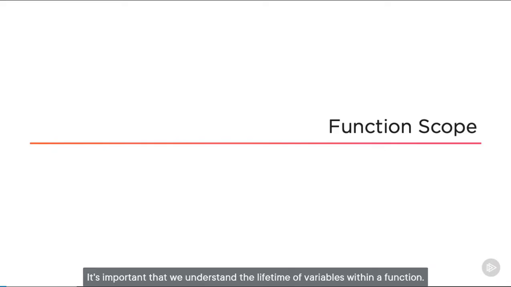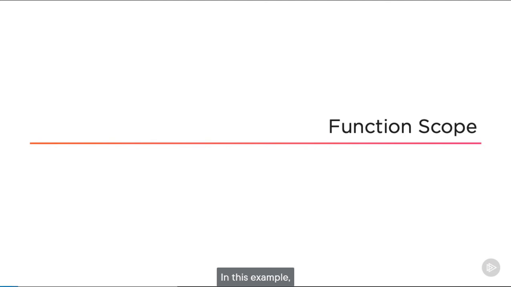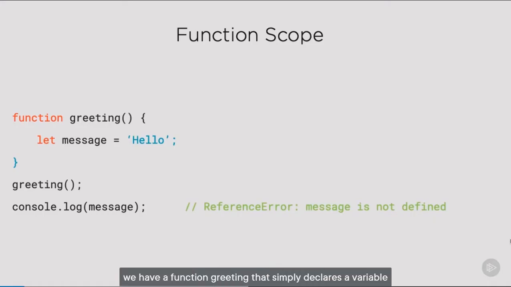It's important that we understand the lifetime of variables within a function. In this example, we have a function greeting that simply declares a variable message and assigns the value hello to it.